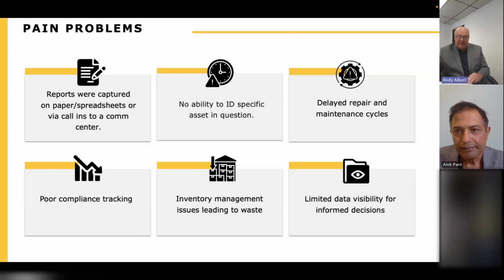So there was no ability to identify a specific asset in question. There were delayed repair and maintenance cycles, no parts BOMs, chain of custody issues, and no real work levers. So how are you going to plan your work once it's identified? Poor compliance tracking. And again, this is not a knock on any particular customer. This is very standard when you have very large organizations like this. Chain of custody issues, paper tracking.